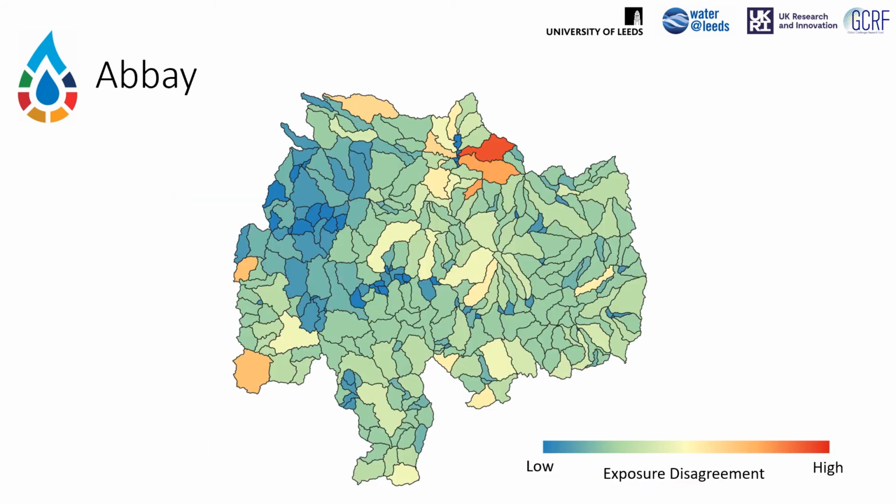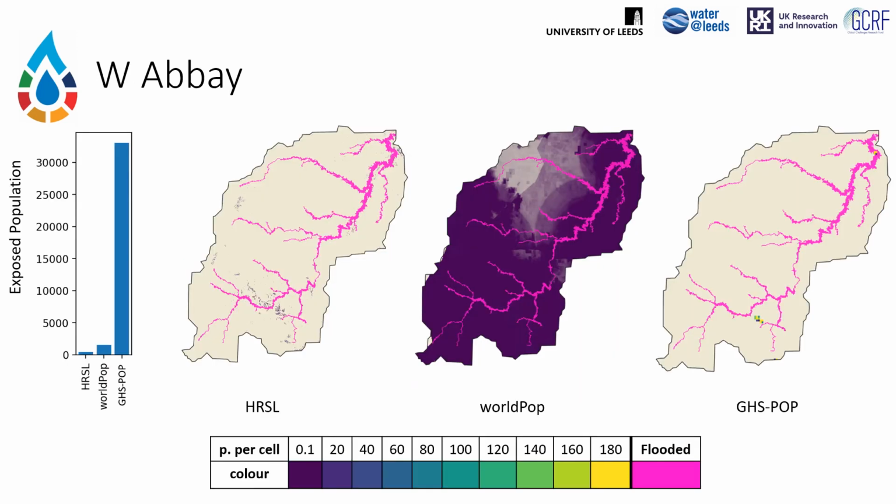Now let's look at another high disagreement basin within Abai. This one to the west. So in this basin, you can see that the global human settlement population dataset predicts far more flood exposure than either of the two other population datasets. To shed some light on this, I think you need to zoom in to the north of this basin. I'm going to do that for Facebook's high-resolution settlement layer and the global human settlement population dataset.